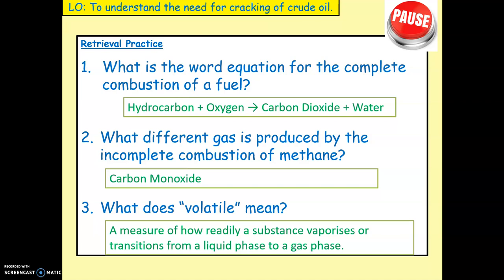So give yourself a mark out of 3 there, guys. Excellent if you got 3. 2, well done. 1, let's address those misconceptions.